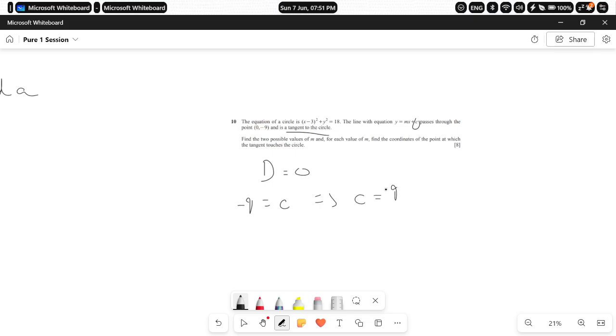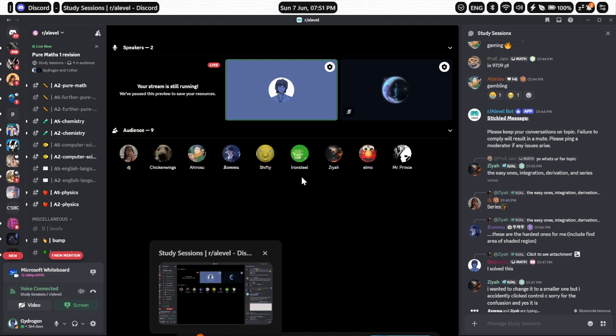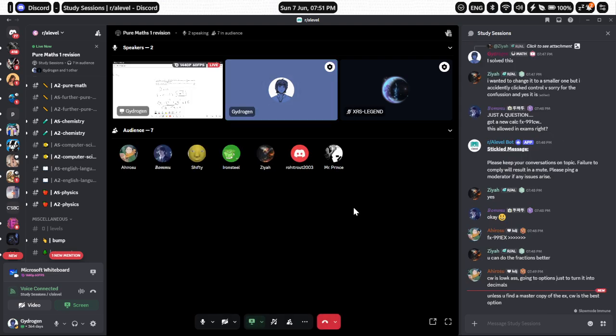C is 9. So the two equations you have are x minus 3 the whole square, plus, hold on, that's not a y. Y squared is 18, and you have y is equal to mx plus 9. Sorry, it's minus 9. And yeah, you just input this, and like I said, the discriminant would be 0, and you just solve it like that. Yeah, that's pretty much it.